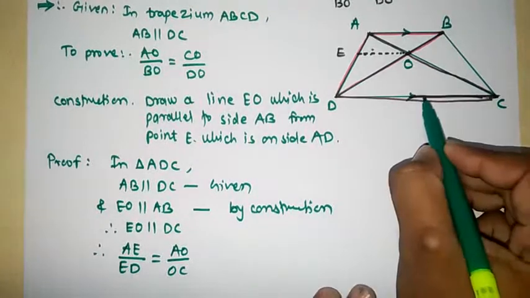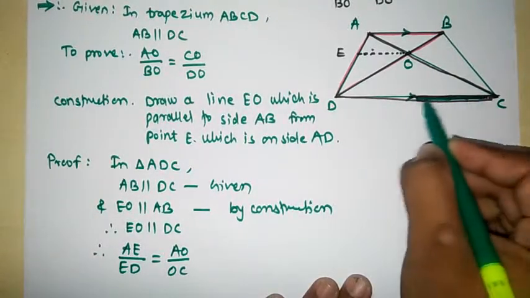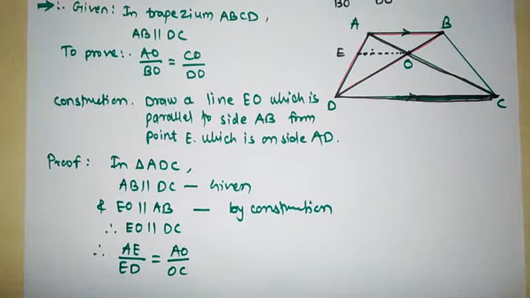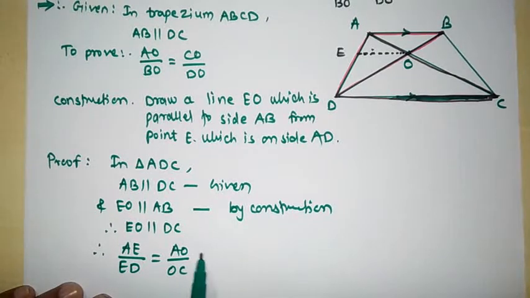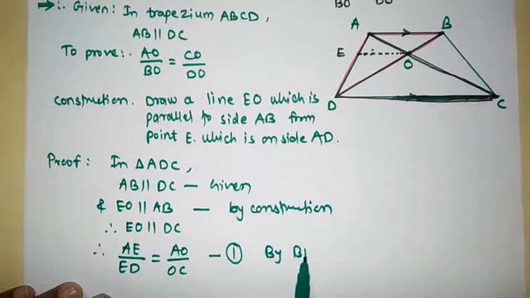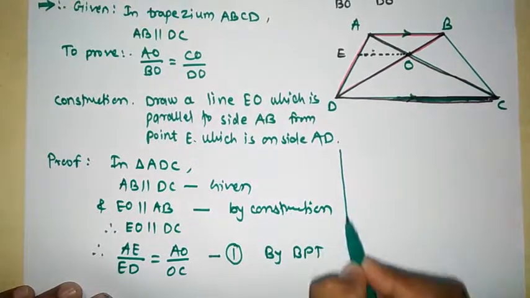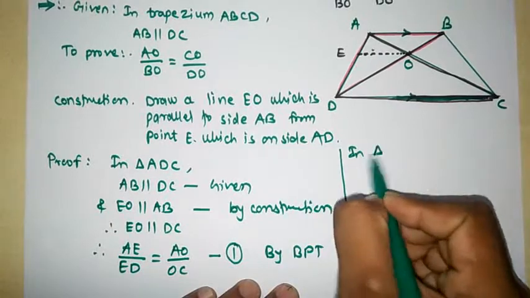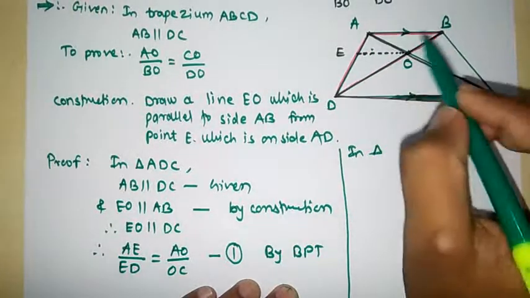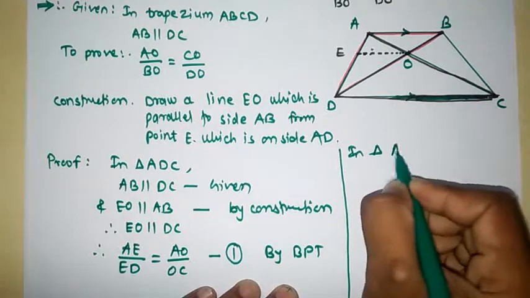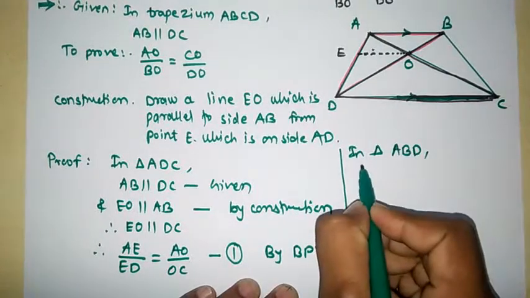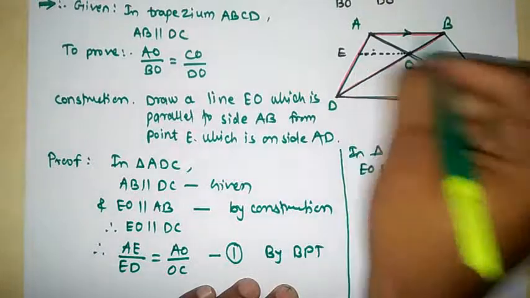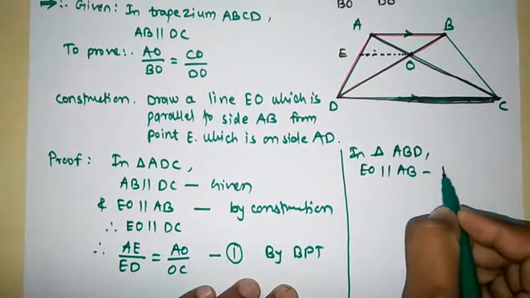AO divided by OC. यहाँ पर एक single ही line है, वो गलती से हुआ है. Okay. AO divided by OC. Mark it as equation number 1. What is the reason? By BPT theorem. I will write next here. See here, now we will consider this red triangle, that is ABD. In triangle ABD, EO is parallel to AB by construction.